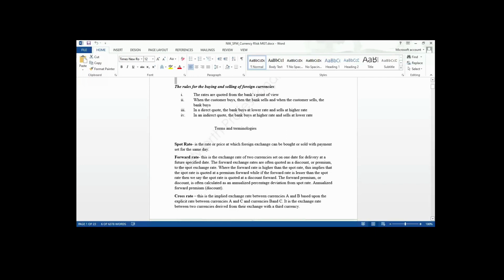The spot rates are often quoted as a discount or as a premium to the spot rates.